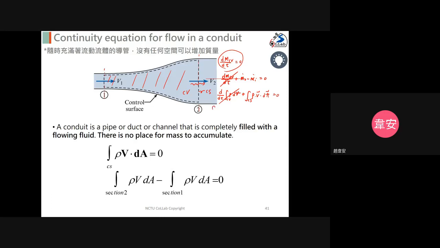So we know that the m rate out is equal to the m rate in. And we know that the integration along the control surface of rho V vector dot product dA, the cross-section area vector, is equal to 0 also. Okay, so this is a very important application of the continuity equation under conduit conditions.